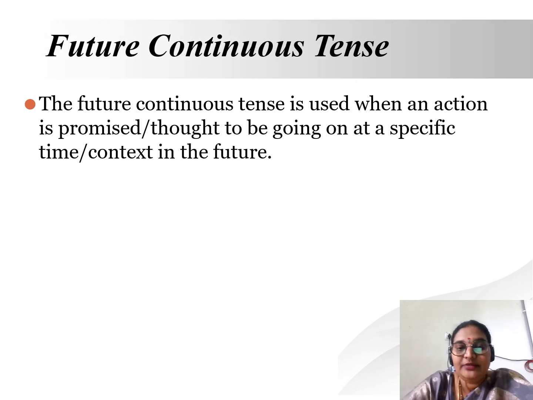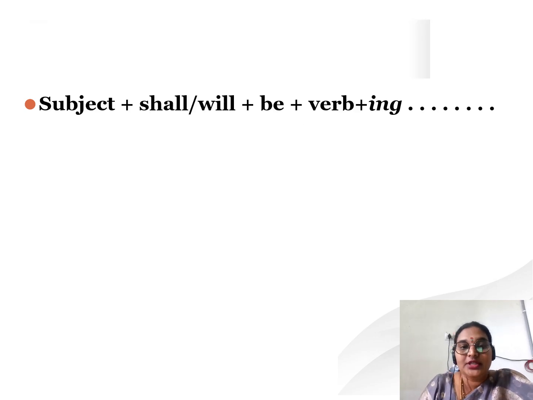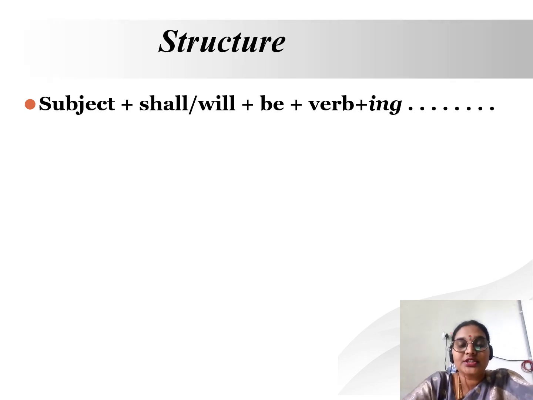And if you look at future continuous tense, it is used to express actions which will be continuing or going on at a specific point of time or context in the future. To represent those kinds of actions or scenarios, we can take the help of future continuous tense. The structure of future continuous tense is subject plus shall or will plus be form plus verb plus ing.